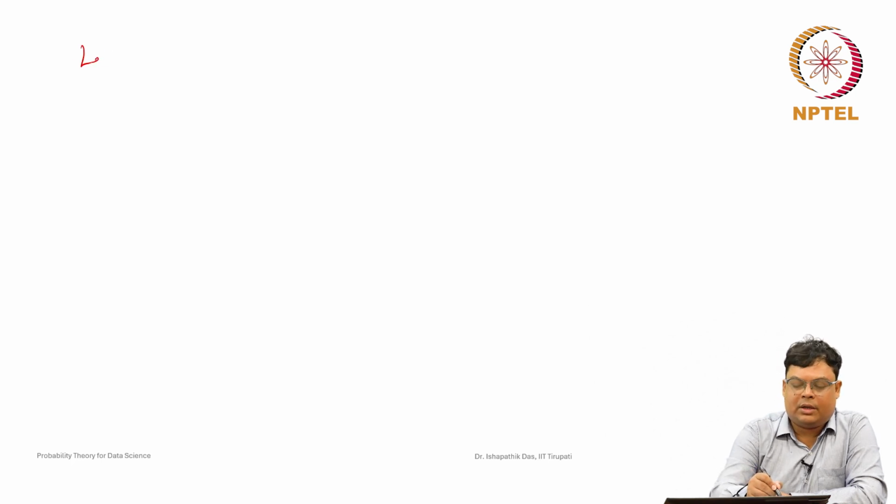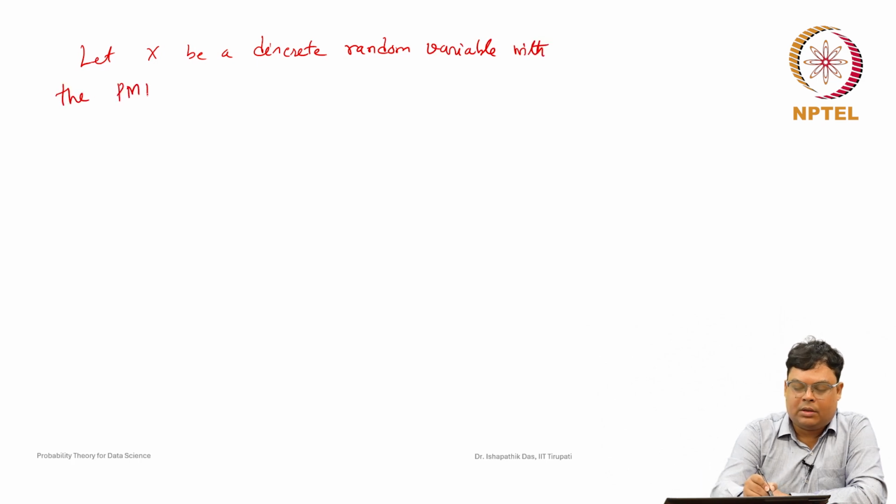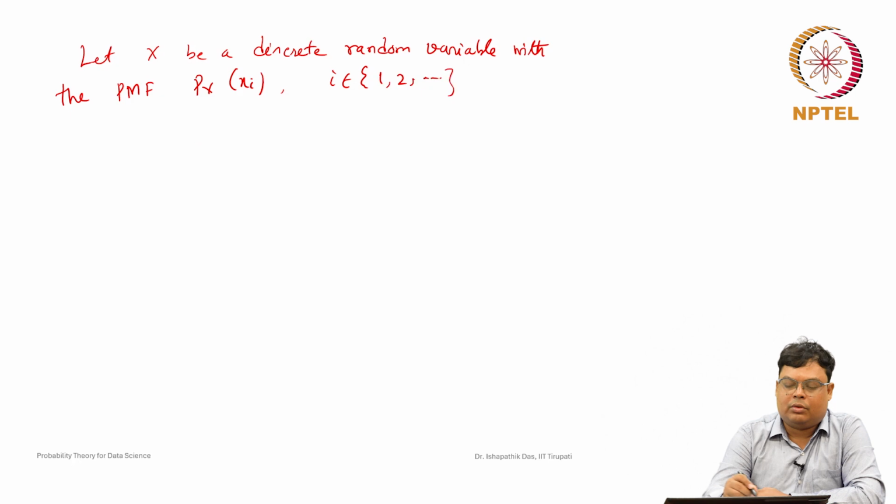You may remember that we defined the moments for univariate random variables. So, let us discuss that. Let X be a discrete random variable with the probability mass function P_X(x_i), where i belongs to 1, 2, and so on, some range x1, x2, x3 like this.